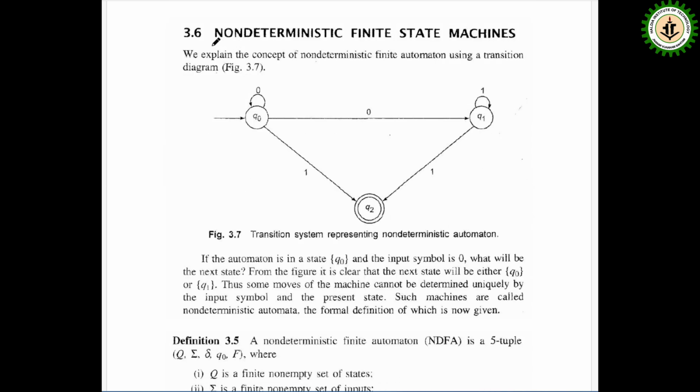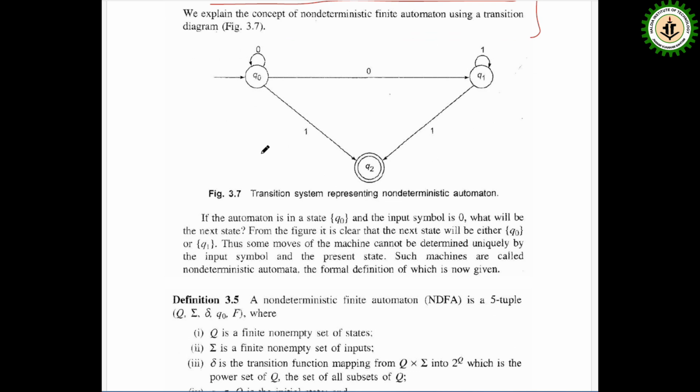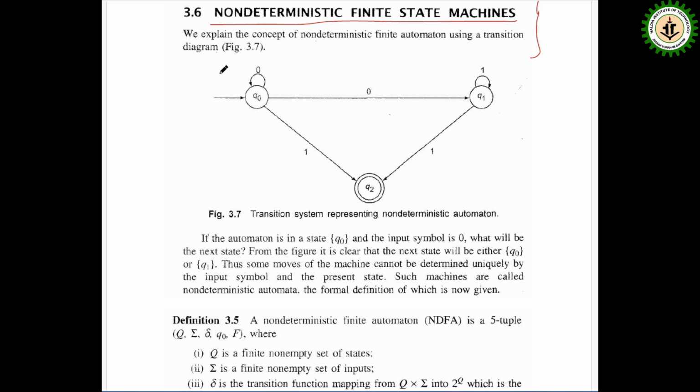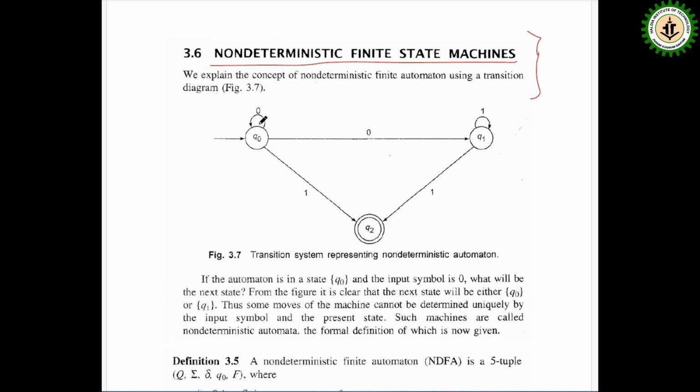Now we go through a new example of non-deterministic finite automata. Why is the name called so? Because the machine cannot define the next state in a specific way. For example, if the machine is in state q0 and the input 0 is given, what will be the next state? From the table we can see that using 0, the next state may be q0. So there is a self loop of 0. So the next state may be q0 or maybe q1.